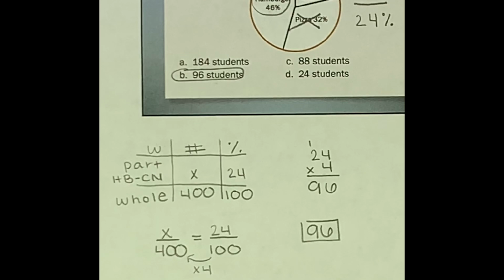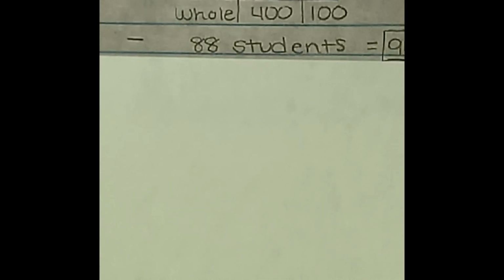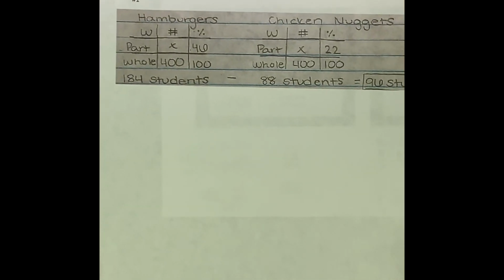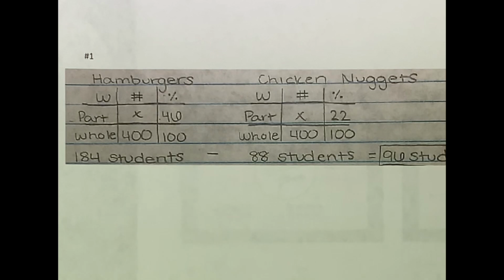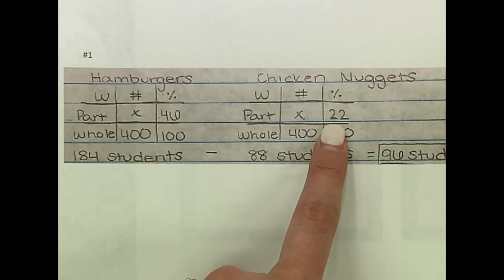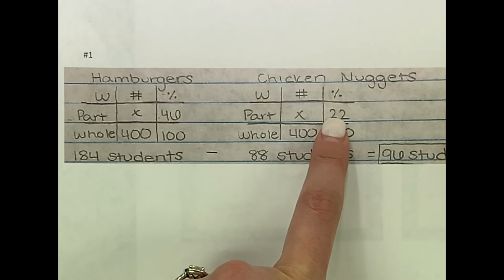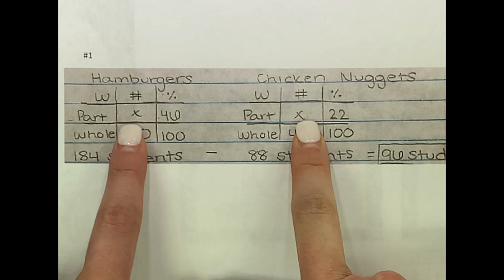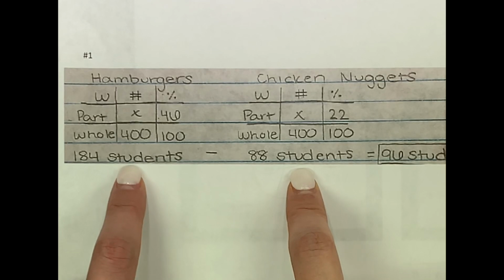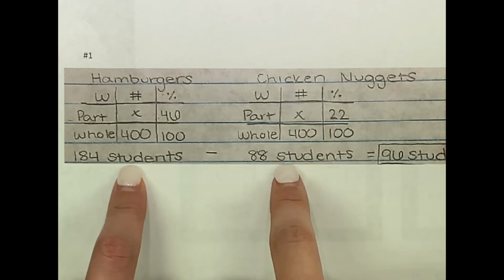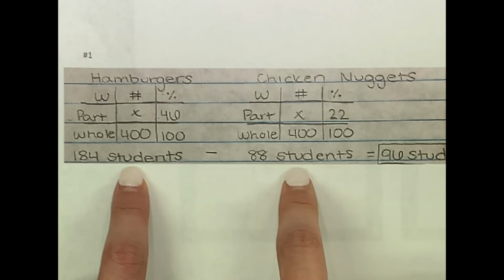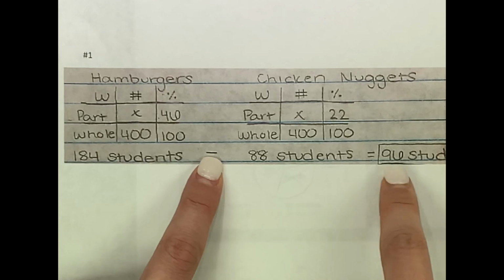Now I want to show you one more thing before we go on to the next problem. I was telling you, you did not have to do 1 W hashtag percent. You could have done 2 of them. So you could have said 46% prefers hamburgers and 22% prefers chicken nuggets. If you solve both of these W hashtag percents, you will see 184 students prefer hamburgers and then 88 students prefer chicken nuggets. Well, the question still said how many more prefers hamburgers than chicken nuggets, so that is why I still can subtract to get 96.